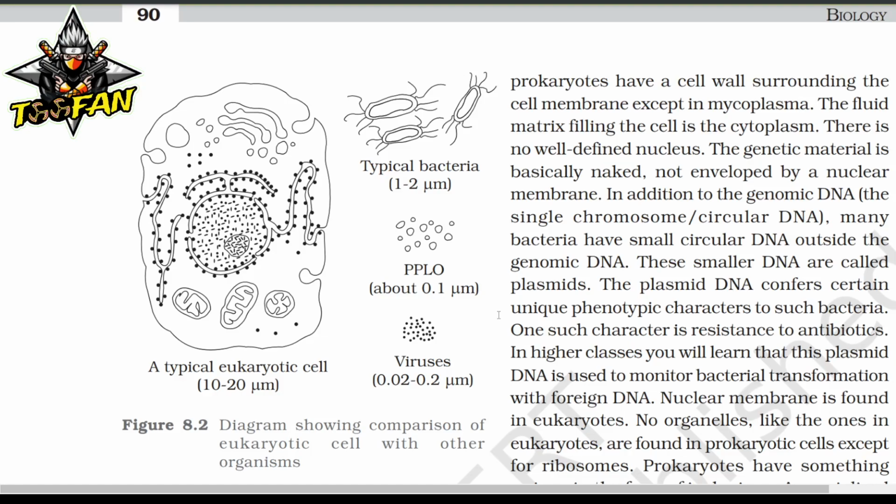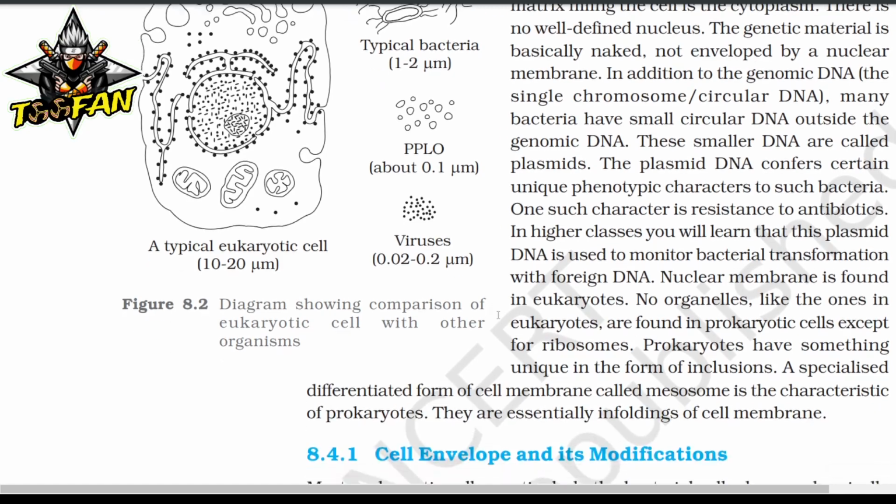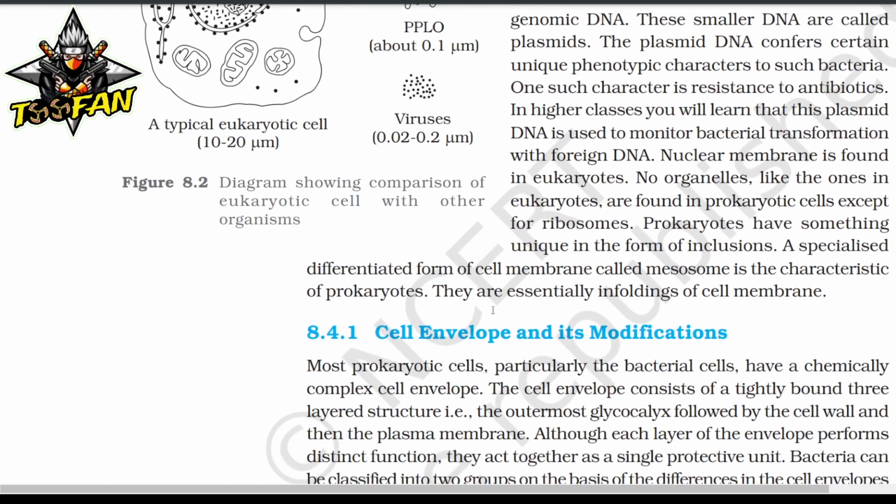Nuclear membrane is found in eukaryotes. No organelle like the ones in eukaryotes is found in prokaryotic cells, except for ribosomes. Prokaryotes have something unique in the form of inclusions. A specialized differentiated form of cell membrane called mesosome is the characteristic of prokaryotes. They are essentially infoldings of the cell membrane.